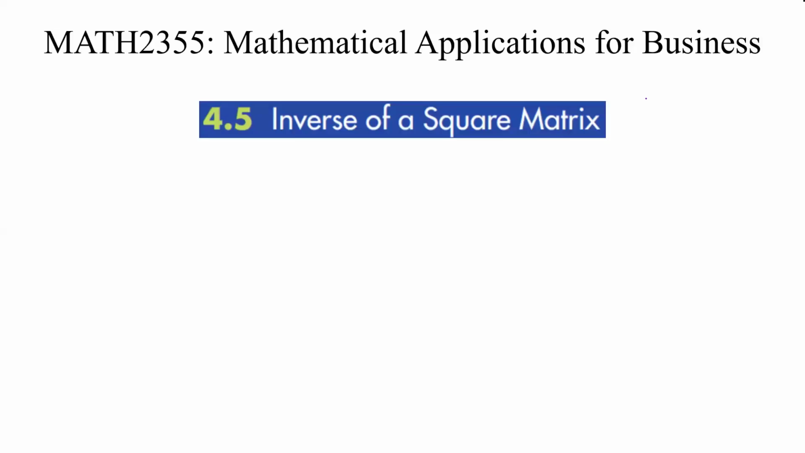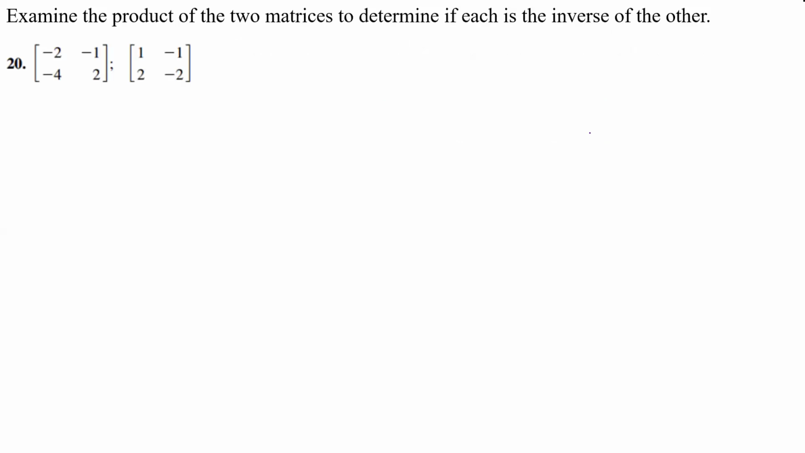All right, here we're on 4.5, inverse of a square matrix. These are some worked examples. We're supposed to examine the product of the two matrices to determine if one is the inverse of the other. So basically, we're going to multiply and see if it's an inverse. First things first, it's 2 by 2, 2 by 2, so it should be doable.